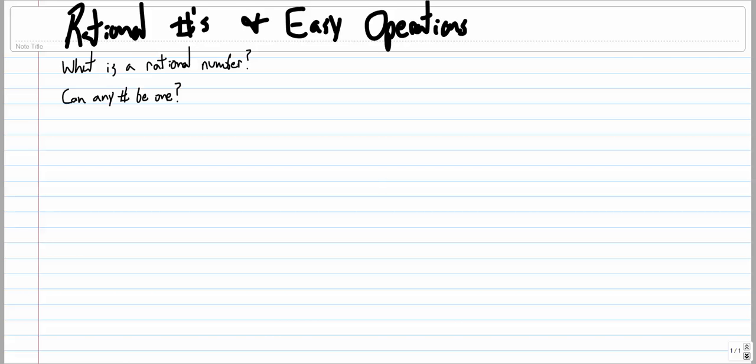Okay, we're going to have a discussion about rational numbers, and we're going to do some easy operations with them. So it makes sense to start with what is a rational number? Well, the definition is kind of hidden in the word. Right here it says ratio. A rational number is a ratio.